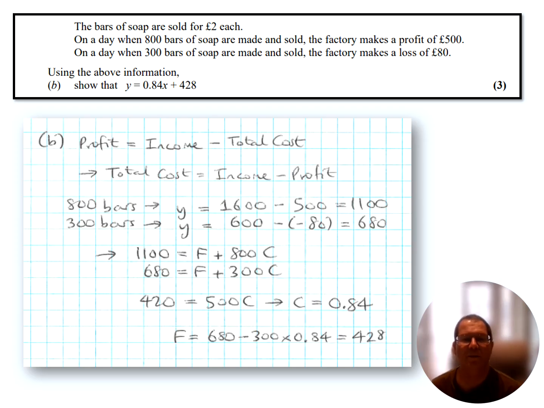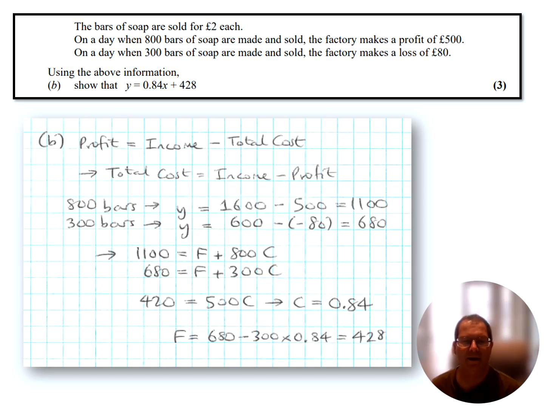So we are told that the bars of soap are sold for £2 each. And again, like our previous examples, the world record and the giraffes, we're given two separate bits of information we can use simultaneously. So on a day when 800 bars of soap are made and sold, the factory makes a profit of £500. And on a day when 300 bars of soap are made and sold, the factory makes a loss of £80. And using this information, we need to show that y equals 0.84x plus 428. So the fixed cost will be the 428, and the cost per bar of soap will be 0.84.